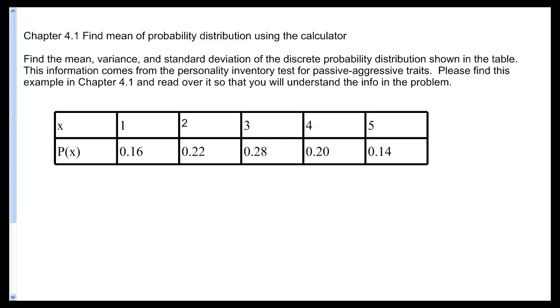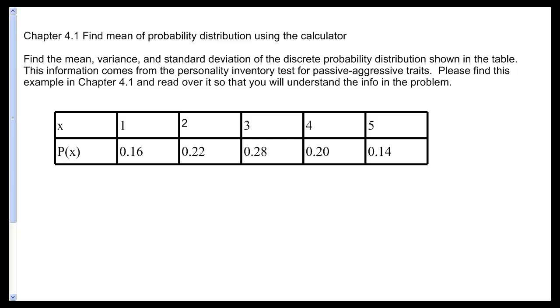But our calculator really doesn't have a capability to do variance. It does standard deviation, and then you can back up and see the variance. It's figuring the variance to be able to get standard deviation, but you don't actually see it. So this is a problem that's in chapter 4.1 if you want to find it and read through the problem so you'll know where these numbers came from.